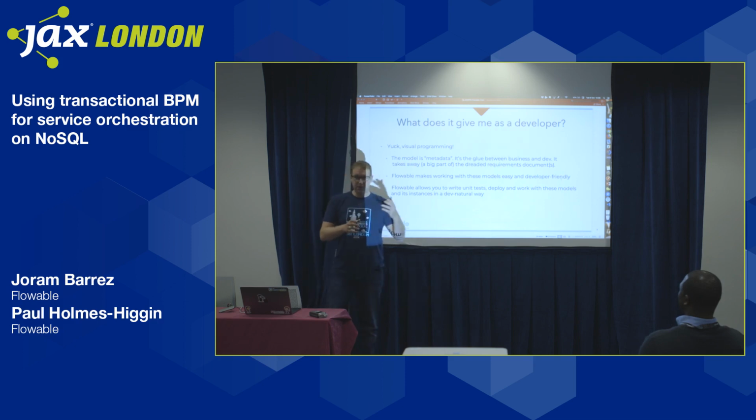On the other hand, what we do is we take this model and we give you a very developer natural way of working with these models. The APIs, you can write unit tests, you can do pretty much anything you do with any normal Java framework, so to say. You can do that with Flowable, and I'm going to show you that just now.